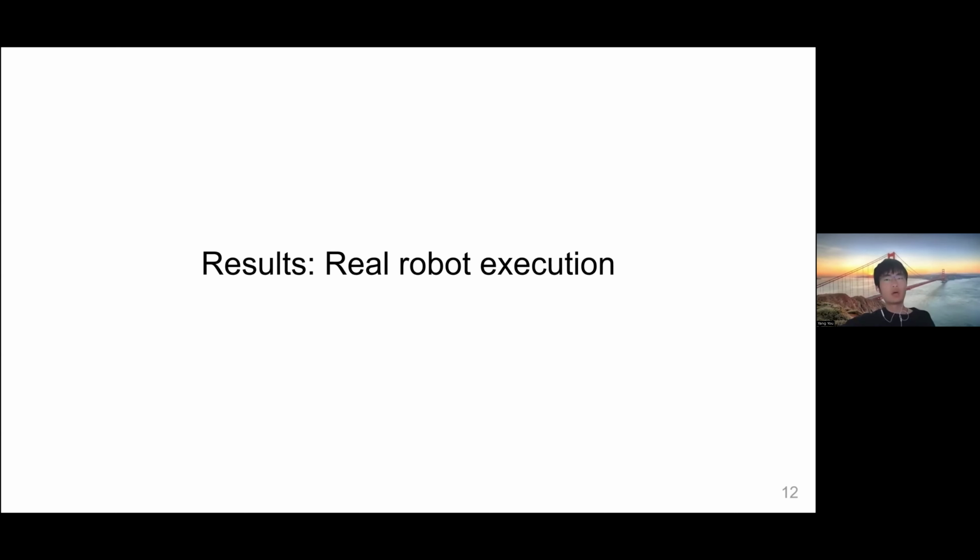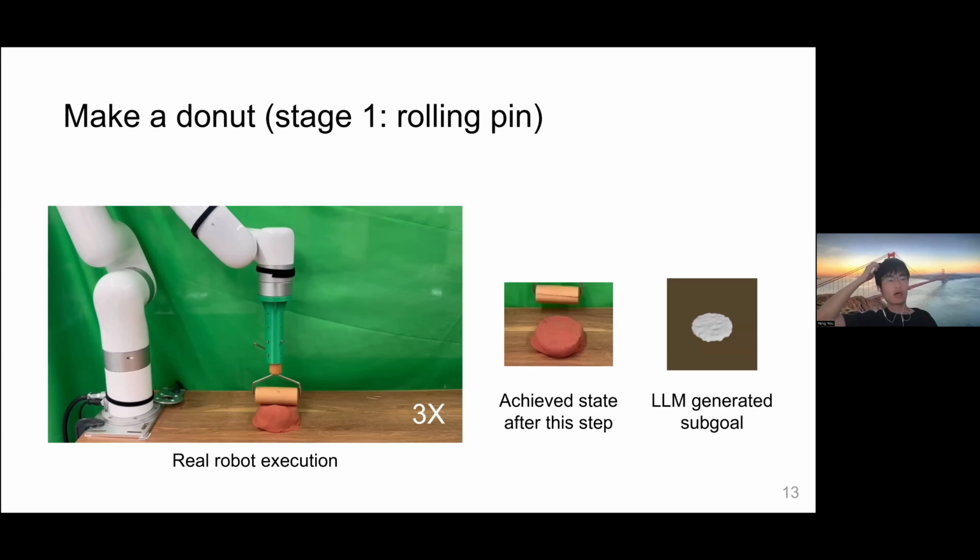Also, we try to align our real robot setup with a simulator and transfer the simulated policy directly into the real world. And we can see that the robot can flatten the dough with a rolling pin. In real-world experiments, we did use a truncated signed distance field to get the point cloud from the multi-view cameras. On the right is the achieved real-world state, and the large language model generated subgoal. And you can see that they roughly align.